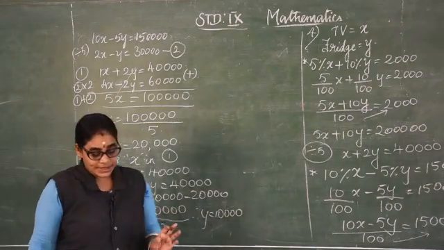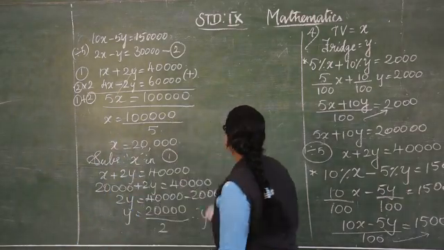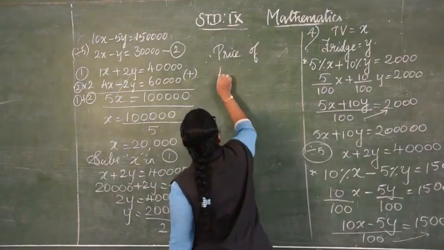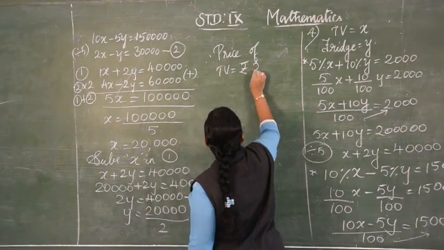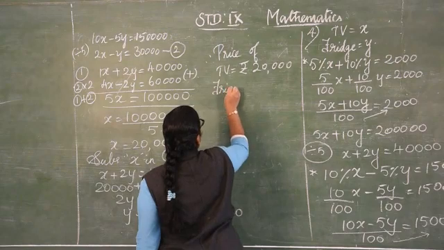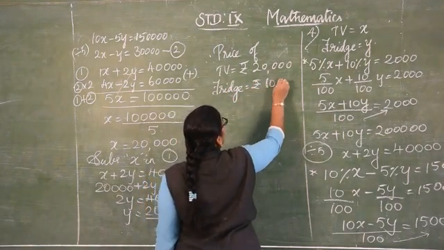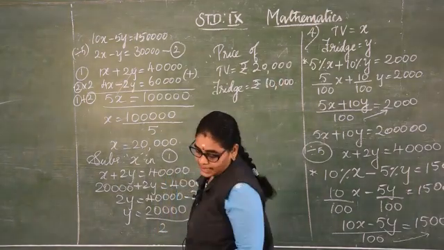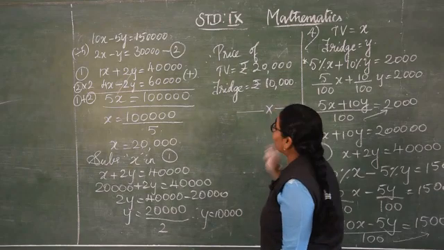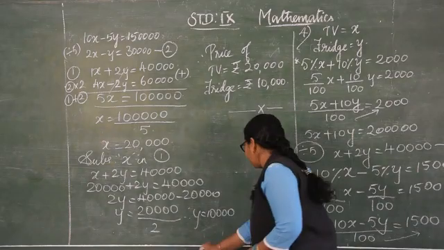But what is the question asked? Find the actual price of the TV and the fridge. So therefore price of TV is equal to rupees 20,000 and the fridge value is equal to rupees 10,000. So we have got the actual price of TV and fridge. So we have completed up to the 4th sum, boys. Now we will learn the 5th sum.